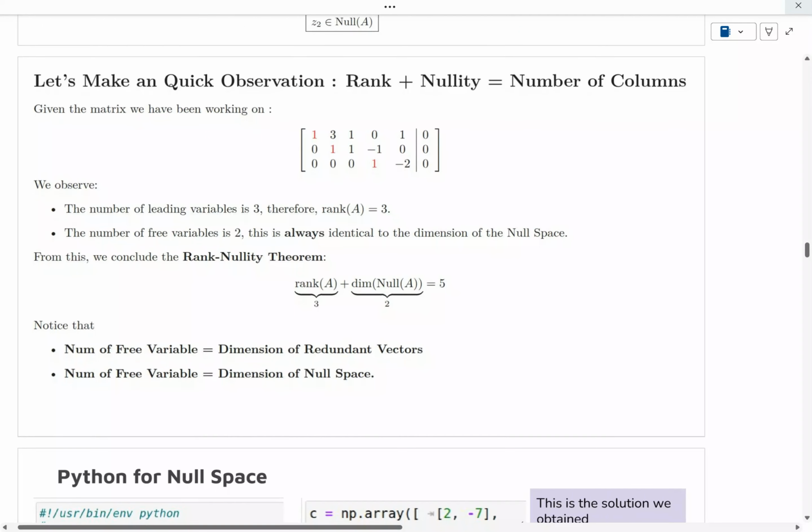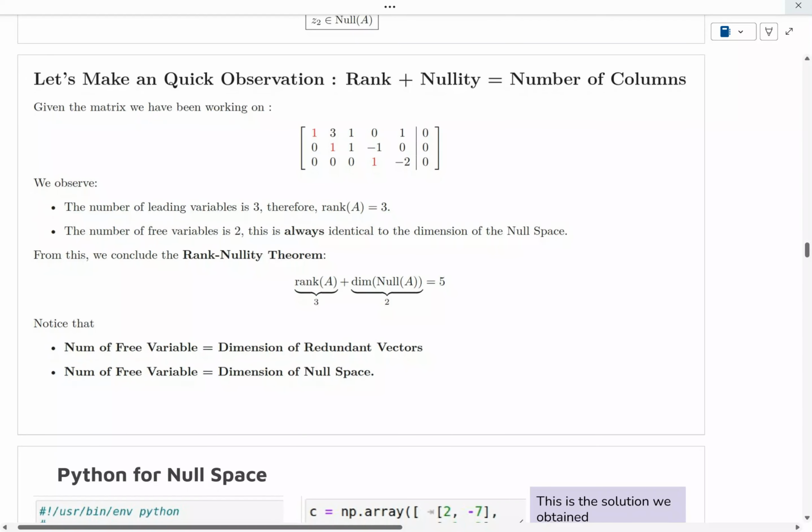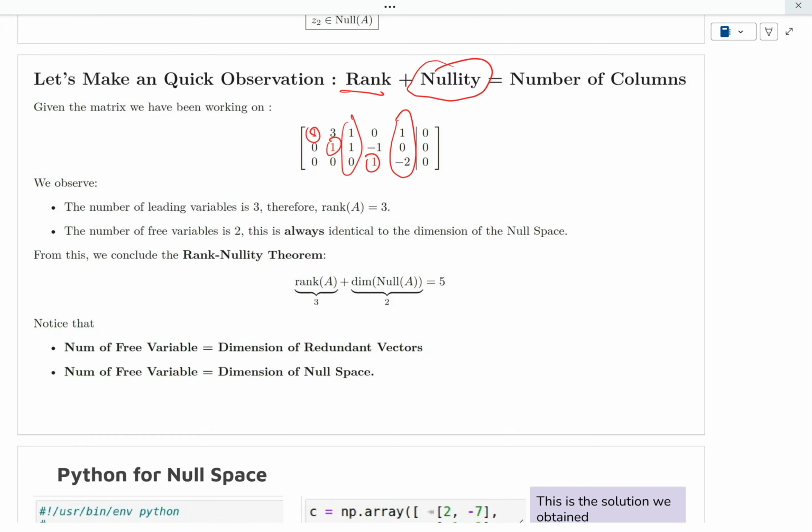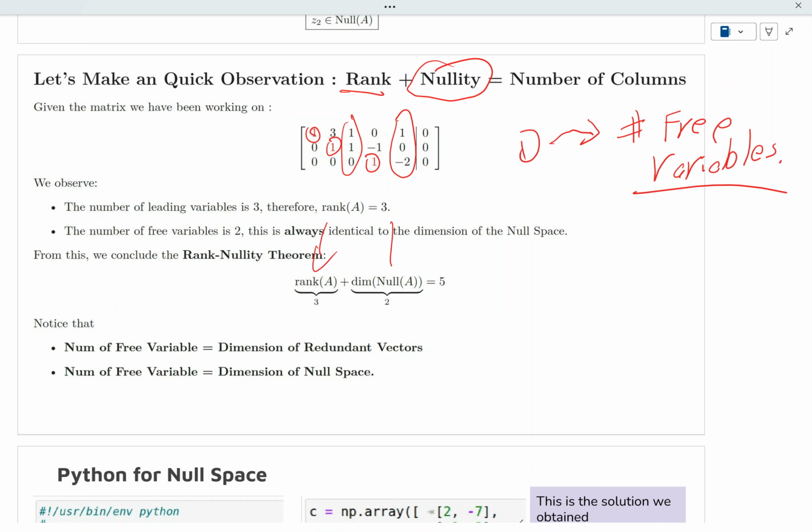A really quick observation is that the rank, remember, the number of leading variables is the rank. And the number of free variables is actually the dimension of the null space. So the dimension of the null space is equal to the number of free variables. So the rank plus the dimension. You can always tell if there is a null space depending on if there are free variables.